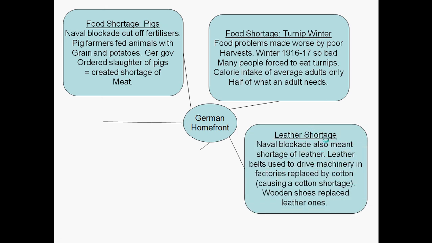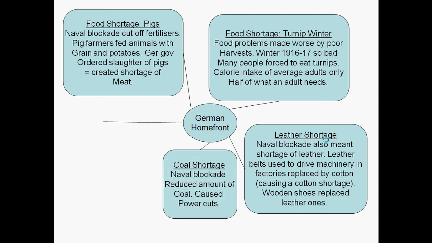Then, a leather shortage. The naval blockade also meant there was a shortage of leather. Leather was very important back then because it was used to drive machinery. The belts that turned the cogs were made out of leather, so they replaced it with cotton, which in turn caused a cotton shortage. I'm sure you remember in textbooks the picture of the vest made out of paper. And because of the leather shortage, people started wearing wooden shoes, which were obviously not very comfortable.